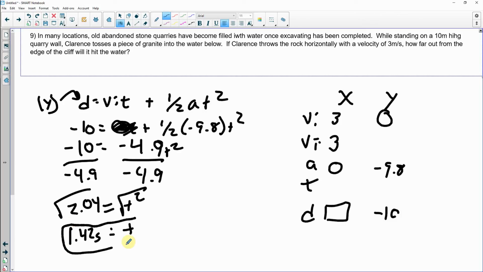So that's a start. Now you might say, Mr. D, why do we find time? And the answer is because we can't do anything without time. So we know it's going to take 1.42 seconds for it to hit the cliff or the water.